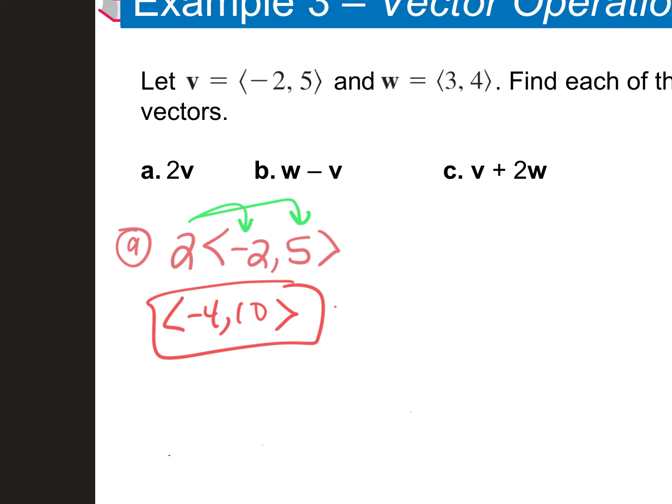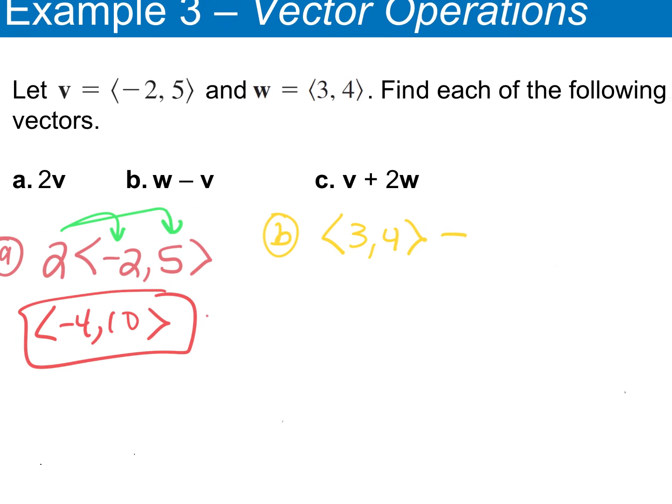But that's it. What about B? What is B asking you to do? Subtract. So you're going to take the W vector, which is 3, comma 4, and you're going to subtract the V vector, which is -2, comma 5. Now, where y'all will make your mistakes is if I give you W, X, Y, and Z vectors, and I tell you to say W minus X, you might look at the wrong one. All right? You have to pay attention to what you're doing.